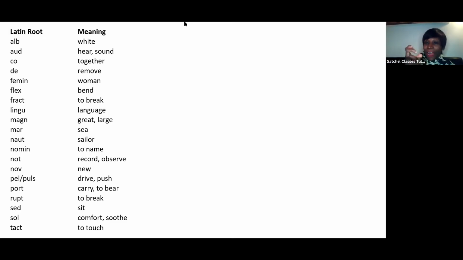Rupt, like fract, is to break apart. Sed is to kind of sit or become stable. Sol is about soothing and comforting, and tact is to do with touching. So I wonder if you can pause the webinar and see whether or not you can find some words that are linked with the meaning of these Latin roots.